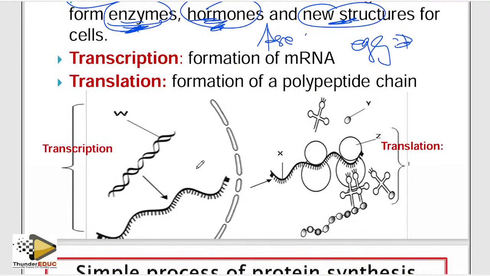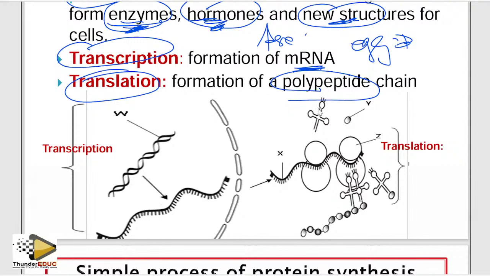All right, let's talk about proteins. How is it happening in the cell? It is divided into two major phases. When you go to other books, they will talk about other phases, but for today, we're going to talk about the two phases involved here. The first one is transcription. When they ask you in the exam what is transcription, you say it is the formation of the messenger RNA, and translation is the formation of a polypeptide chain.